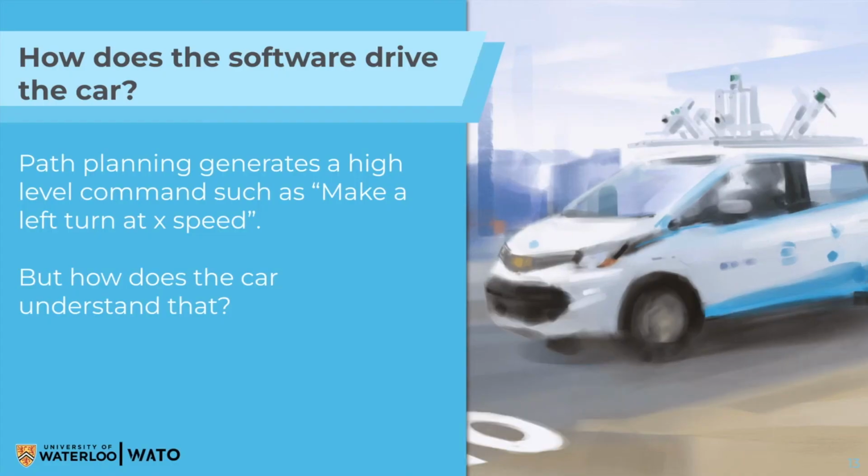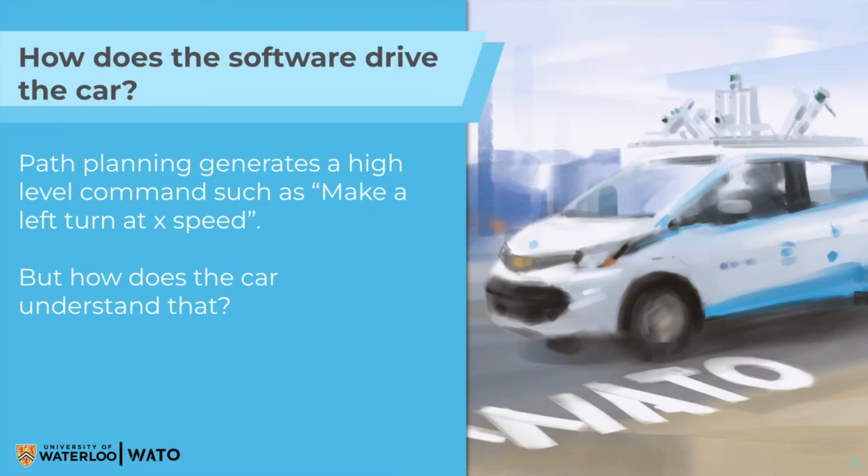So the main question is then, how does the software drive the car? Pathline is going to generate some sort of high-level command, such as make a left turn at X speed. At a lower level, they're going to be sending the generated float value for the steering angle and generated torque values. But how does the car actually understand that? The car is only going to understand some signals, but it can't really parse that information correctly.